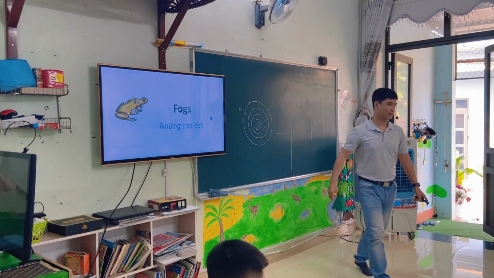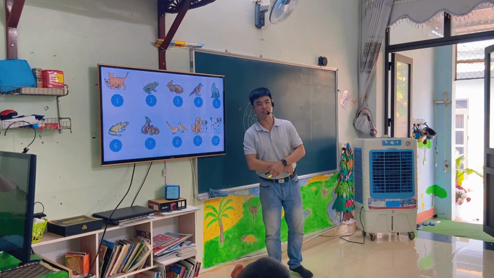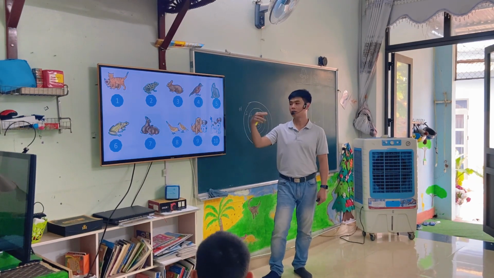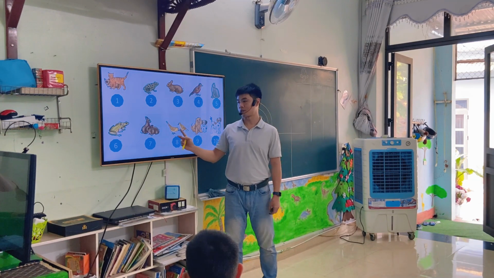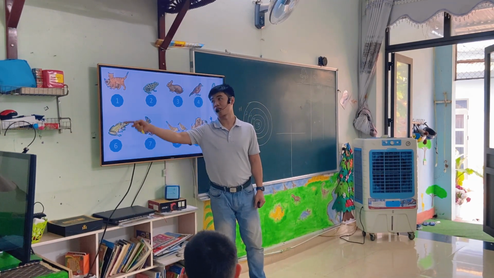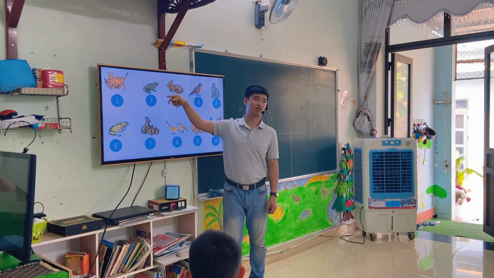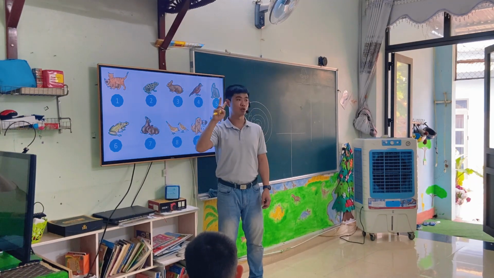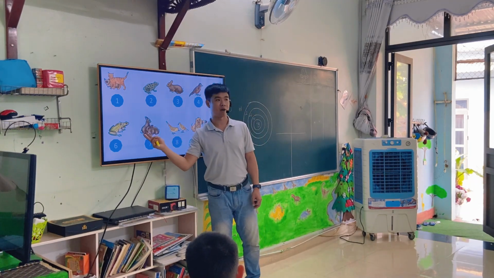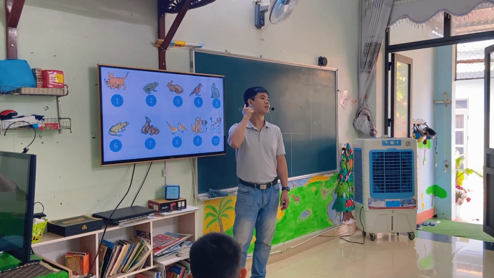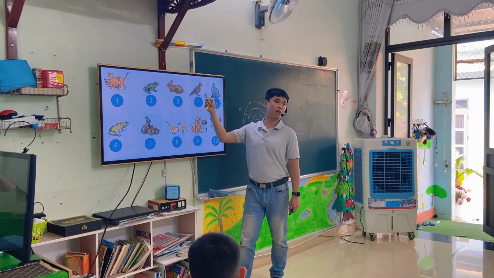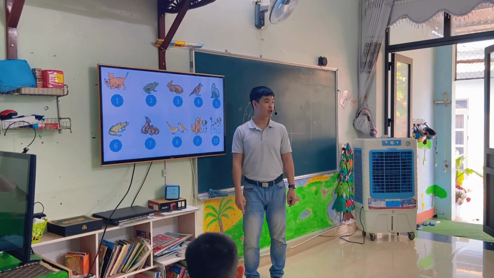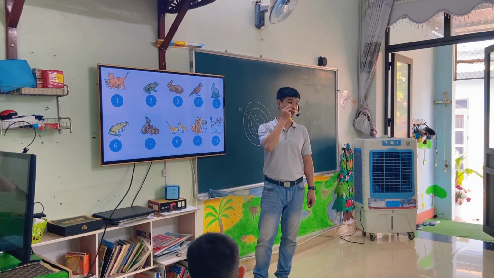Now let's come to the second game, the quick second game. I have some pictures here: a dog, dogs, birds, rabbits, frogs, cats, a frog. If you see one frog, say a frog. If there are two or more, you can say frogs. If you give the correct answer, you can get 1 point for your group.